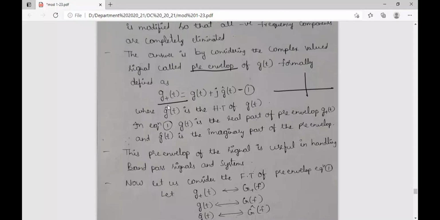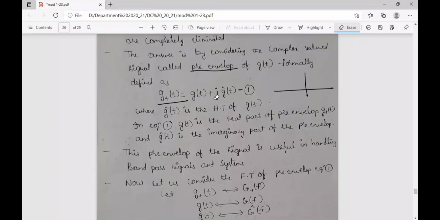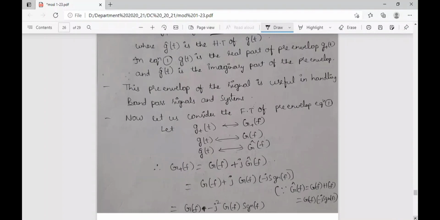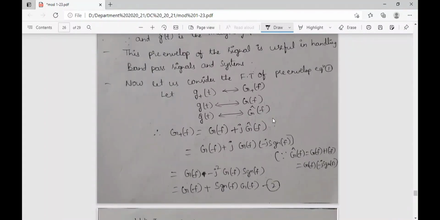Okay, so now I am just telling it orally that it will give me only the positive frequencies. In order to analyze whether it really gives the positive frequencies or not, let us take the frequency domain of this G plus of T, equation 1. Here I've assumed that G plus of T is G plus of F, G of T is G of F, G cap of T is G cap of F. So G plus of F will be nothing but G of F plus j G cap of F.